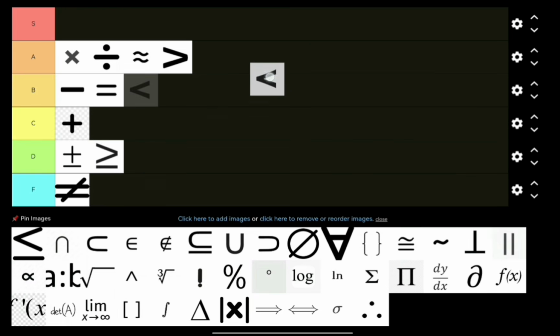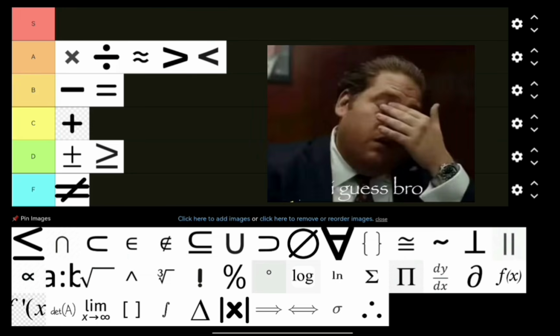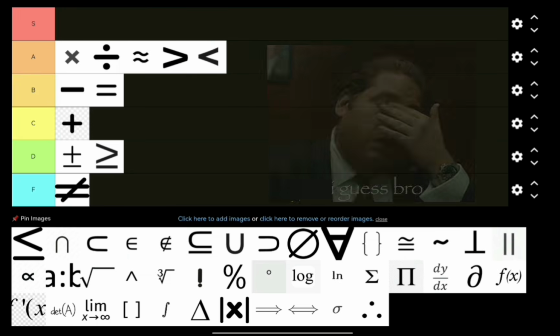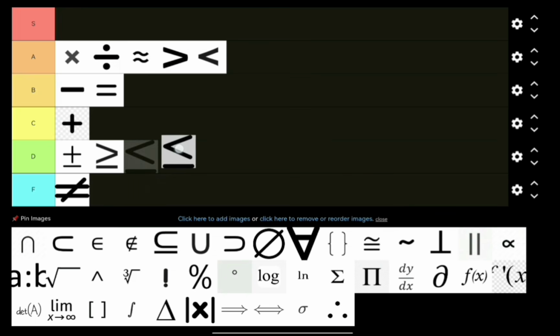Less than, that's very submissive. I like submissive because it makes you feel dominant, right? It makes you feel like a man, you know what I'm saying? So I'll say A tier. Less than or equal to, same tier, same thing as greater than or equal to, just be one, right?